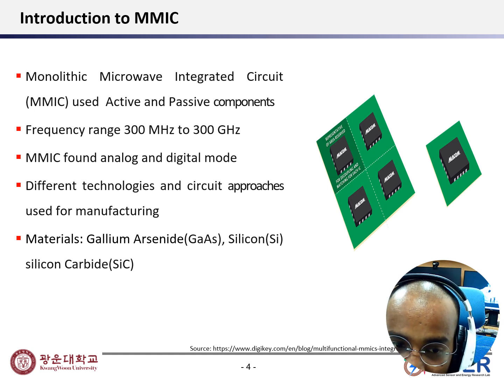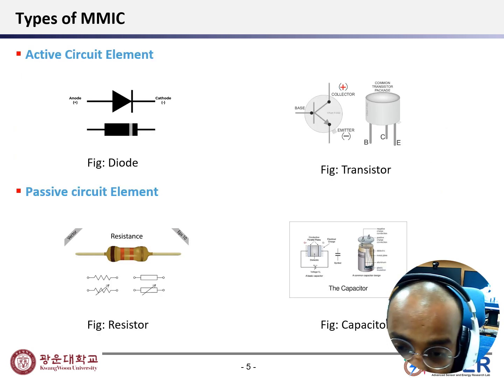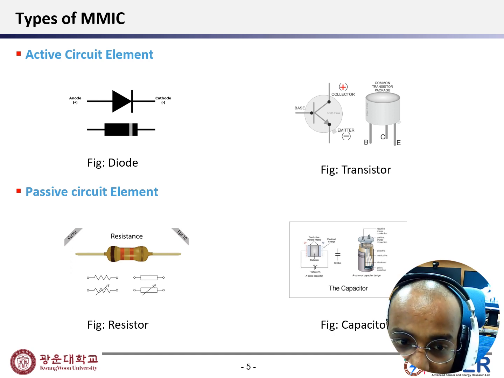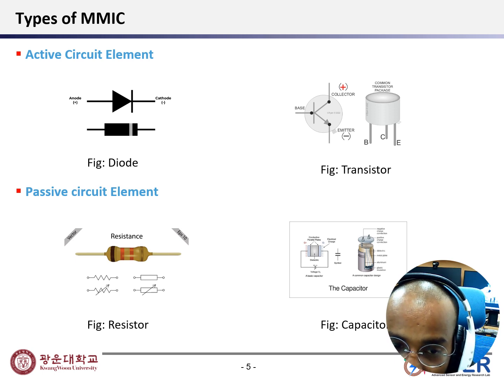There are different technologies that are used to manufacture the MMIC, and the materials as well, and some of the materials are gallium arsenide, silicon and silicon carbide. We will talk later in this video about the materials. While talking about the types of MMIC, we have two types: active circuit element and passive circuit element. In active circuit elements, we generally see the diode and the transistor, whereas in passive circuit elements we have resistor and capacitor. We can see in the figure.